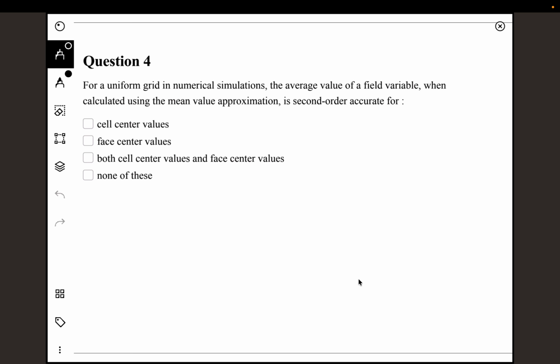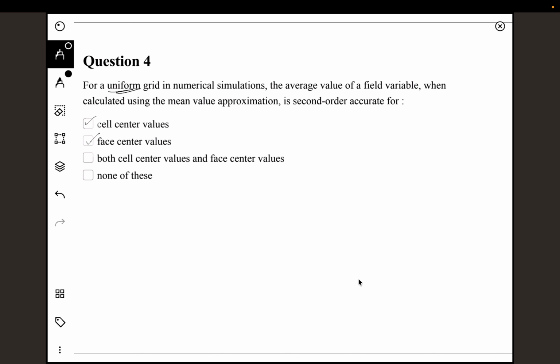For a uniform grid in numerical simulations, the average value of a field variable, when calculated using the mean value approximation, is second order accurate for cell center, face center, both. This also we have discussed. Though it mentions that it is a uniform grid, it doesn't have to be uniform in general. Even if it is a non-uniform grid, this will still be satisfied. As long as you take the cell centroid values, then it will be second order accurate.